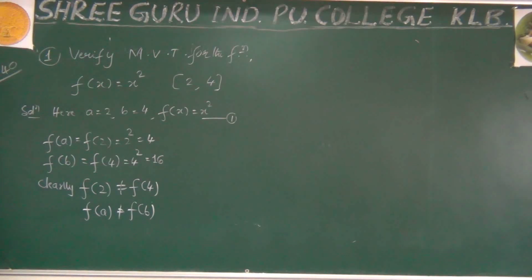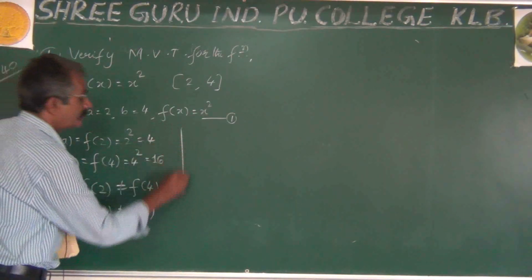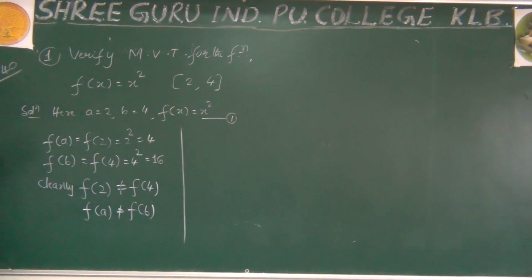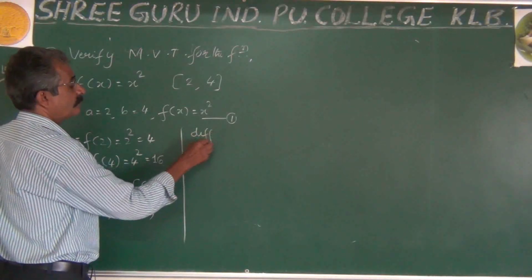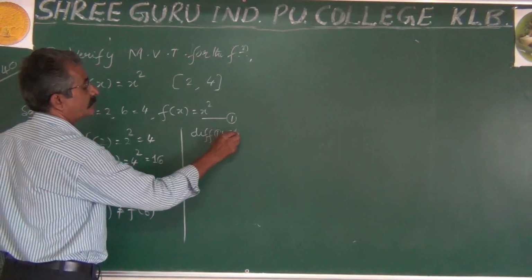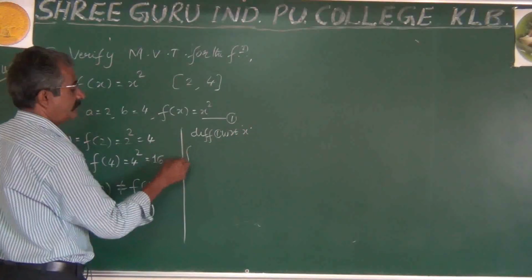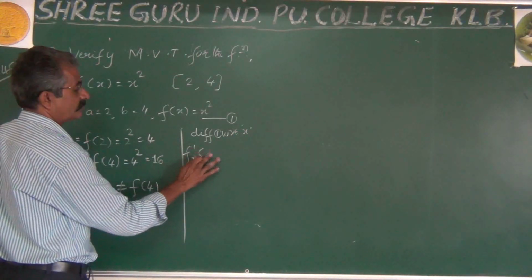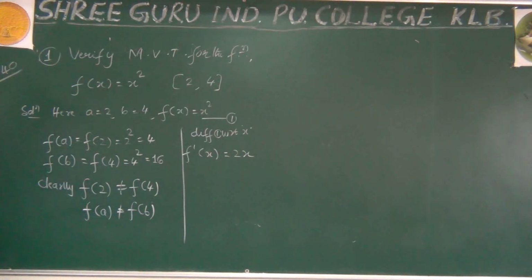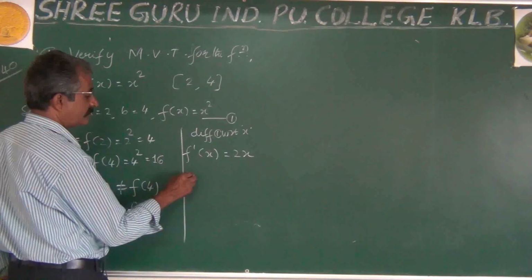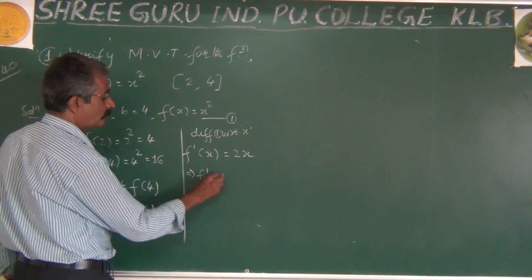As f of a is not equal to f of b, we have to apply Lagrange's theorem but not Rolle's theorem. If f of a equals f of b, then you must apply Rolle's theorem. Next we shall find f dash x, differentiating with respect to x. F dash x equals 2x, because the differentiation of x square is 2x, which implies f dash of c equals 2c.